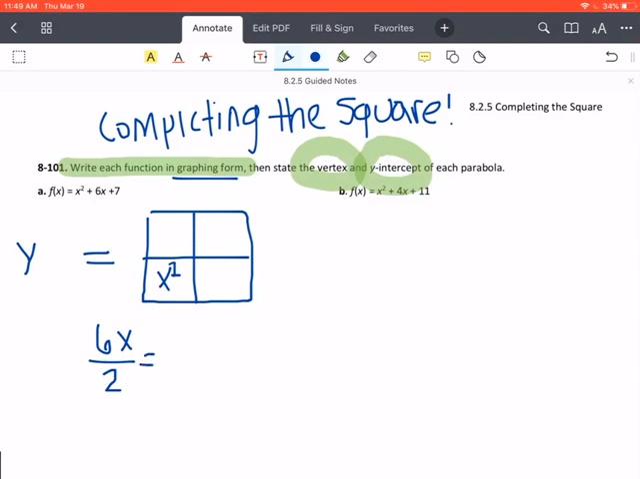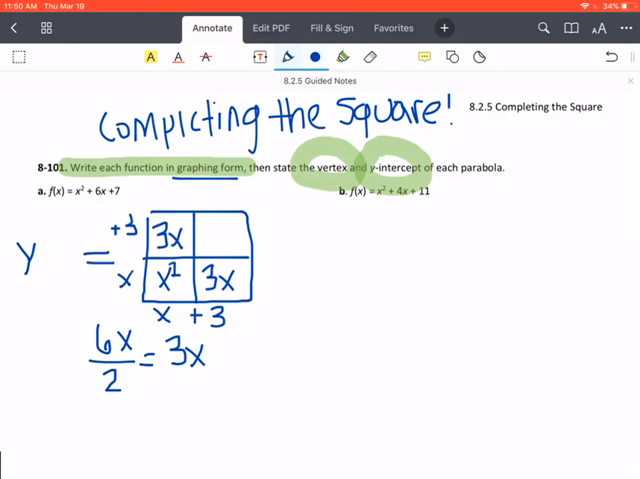So divide by 2, and we are going to get 3x. So immediately we know that we're going to have 3x rectangles here and 3x rectangles here. It always has to be equal with completing the square. At this point, we now know the dimensions of our perfect square. It's going to be x plus 3, and it's going to be x plus 3. It's always identical on the base and the height.